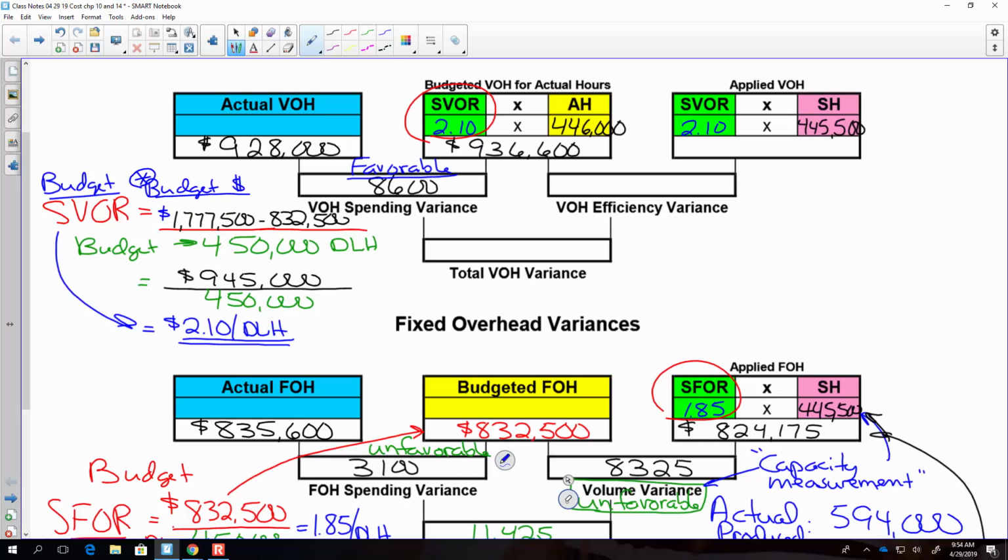So we did pretty good on our price, right? We probably didn't have as much waste or rework because we didn't use our indirect materials as much. That's a good sign. Diane, what's my last number here? 935,550. So my efficiency variance is 1,050 unfavorable.